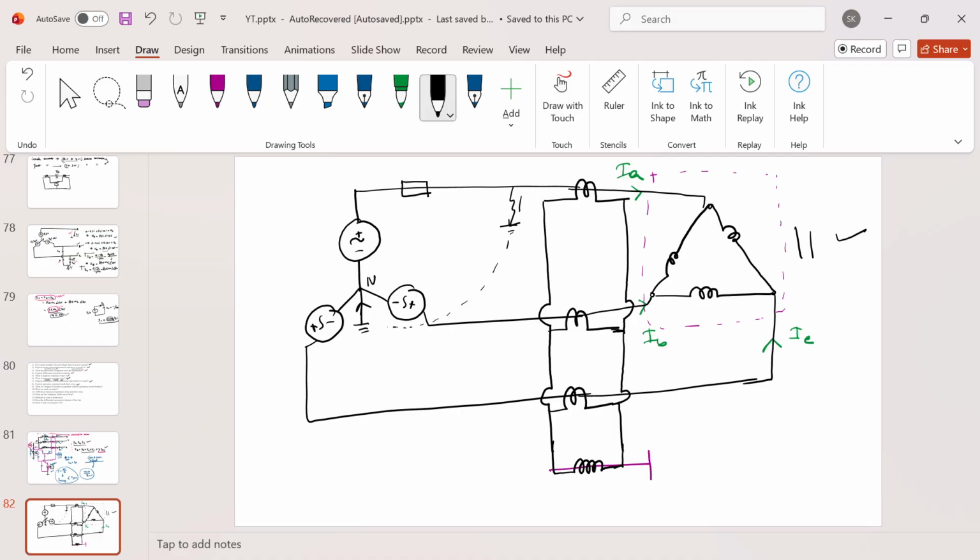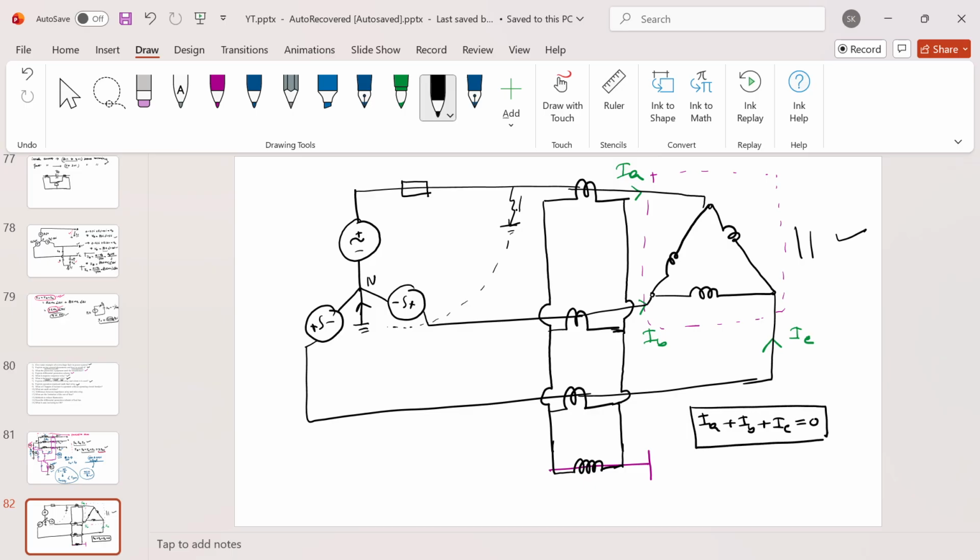But if you think from the delta circuit point of view, in delta there is nothing like a neutral. So IA plus IB plus IC should be equal to 0, right? This should be equal to 0.